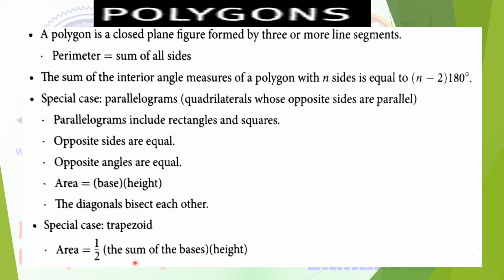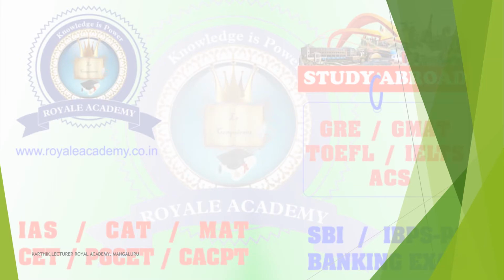Okay, then the area of the trapezoid. How to calculate the area of the trapezoid? Area is equal to half into sum of the bases into height. So how to find the area of the polygon? Area of the polygon is equal to base into height. Here you just remember the formula. I will explain once again while solving the problems.